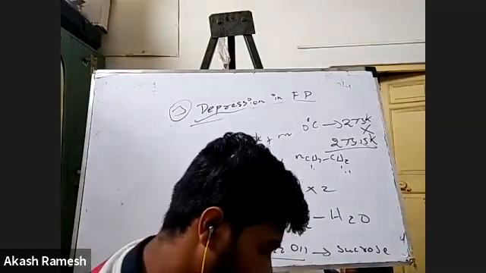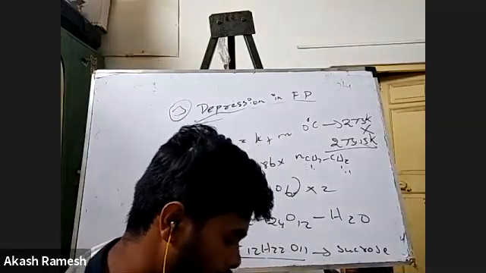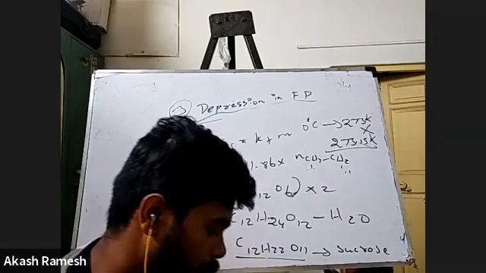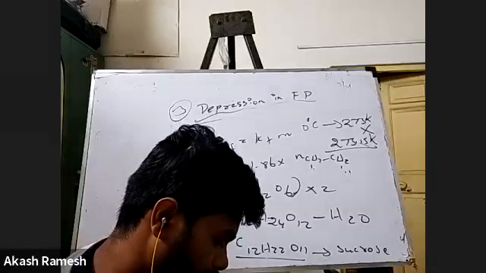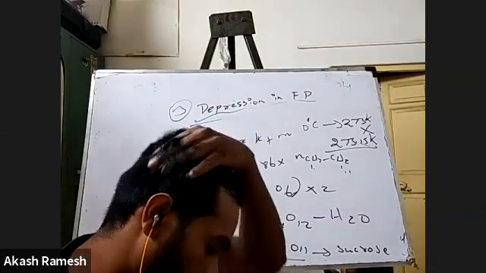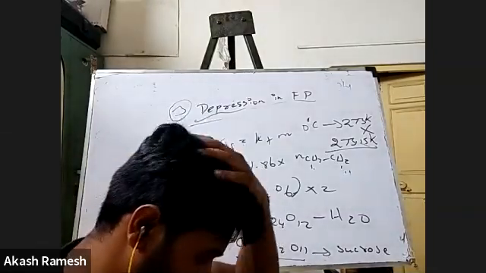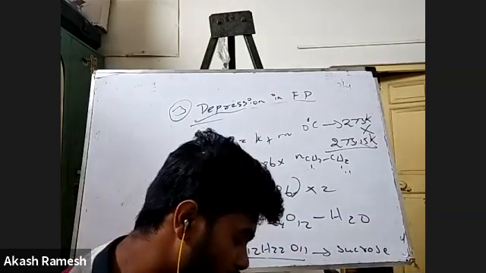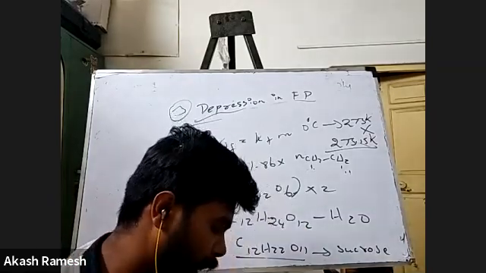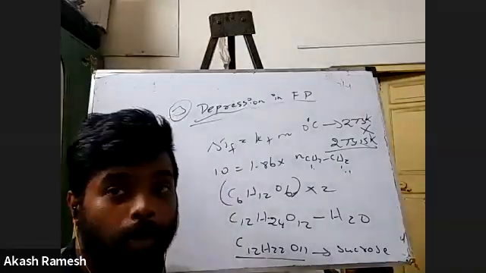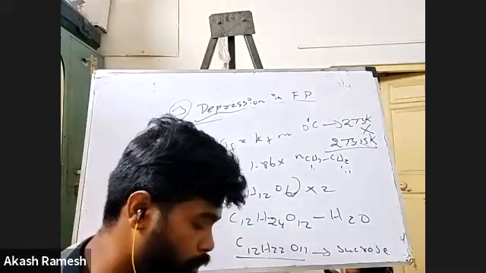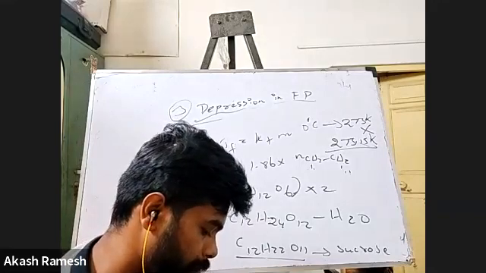Okay, so a 0.1539 small m solution of cane sugar, molecular mass 342. Cane sugar's molecular mass is 342. Has a freezing point of 271 Kelvin.